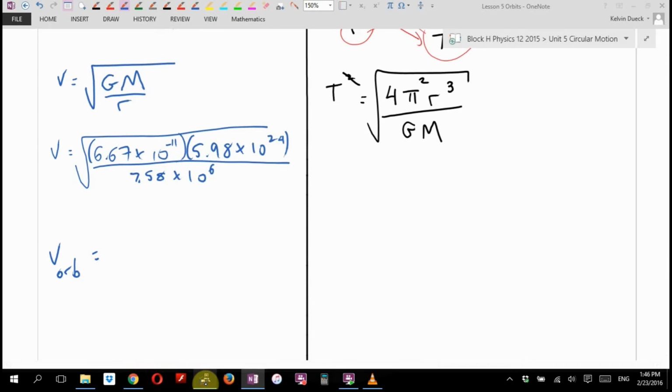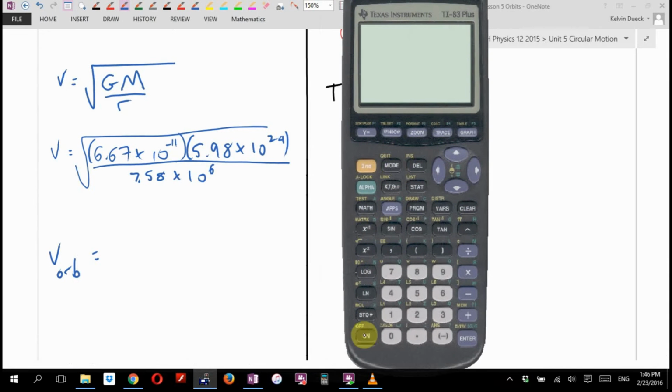If we want to stay in orbit, how fast will we need to be going? 6.67 times 10 to the negative 11, 5.98 times 10 to the 24th, divided by 7.58 times 10 to the 6th. Square root of that. That seems about right. You might recall we actually calculated the speed if you wanted to orbit right at the Earth's surface, and it was, I think, right around 8 kilometers a second. As you go further out, you don't have to go as fast.